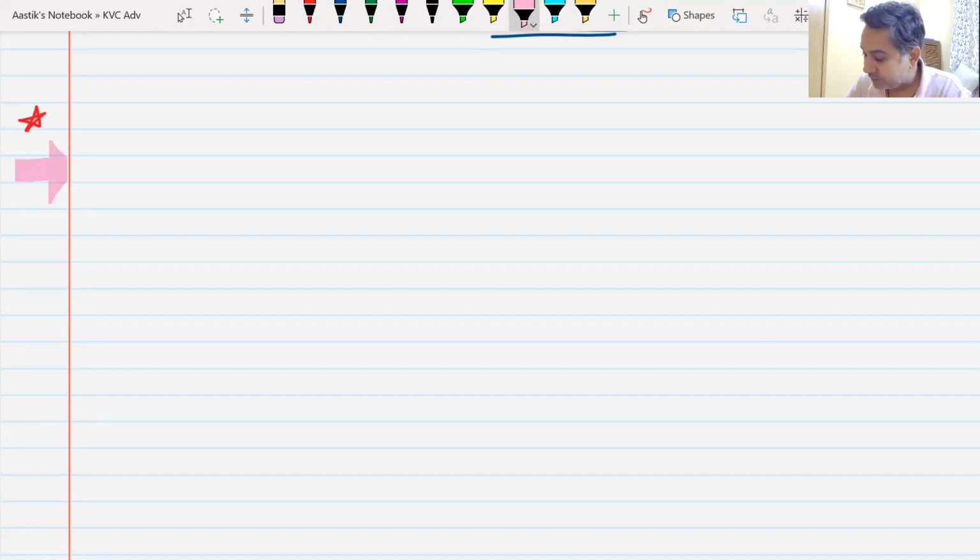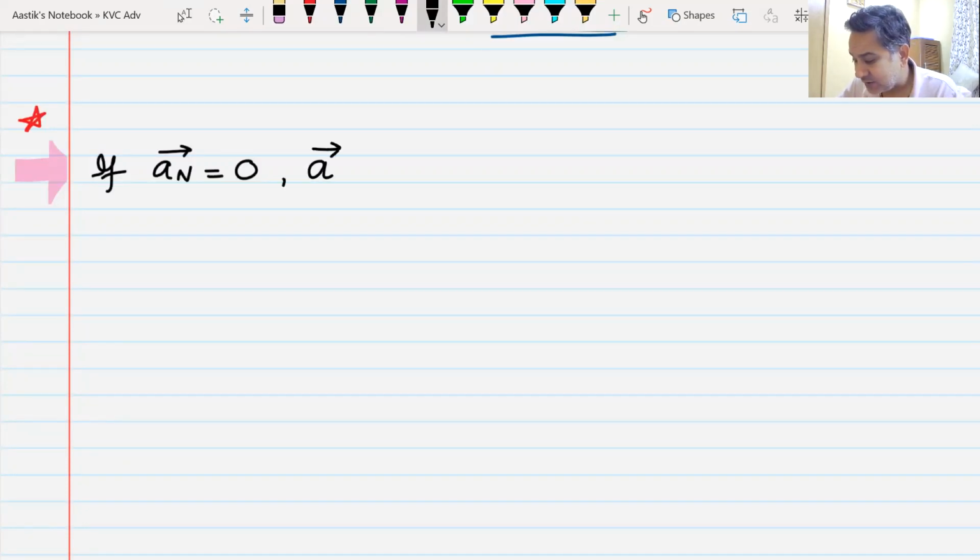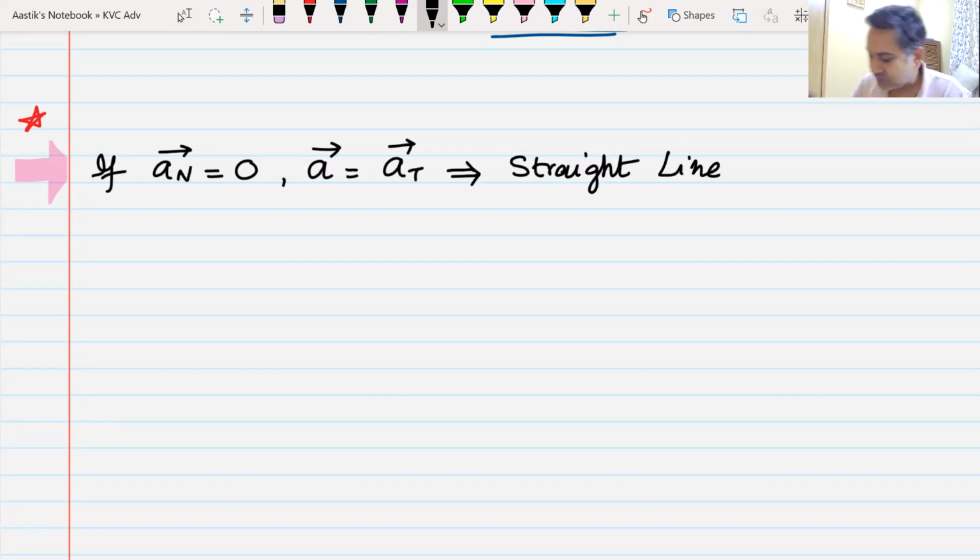Point number 1: if normal acceleration is 0, the body only has tangential acceleration, the total acceleration becomes equal to your tangential acceleration, and this motion is motion in a straight line. Do we understand this? This is your straight line motion. Do we understand this?